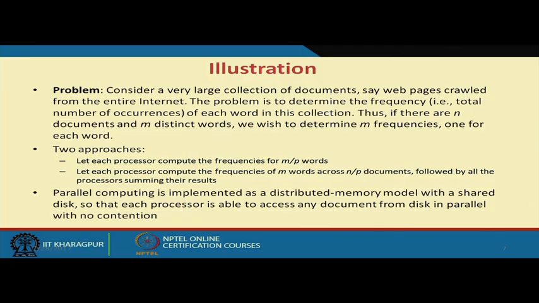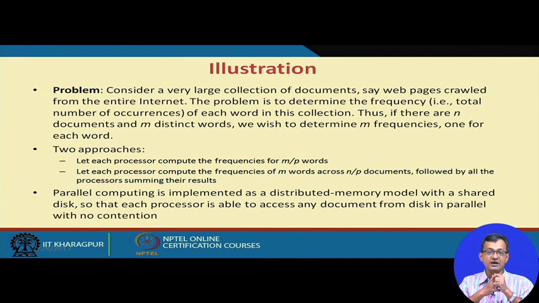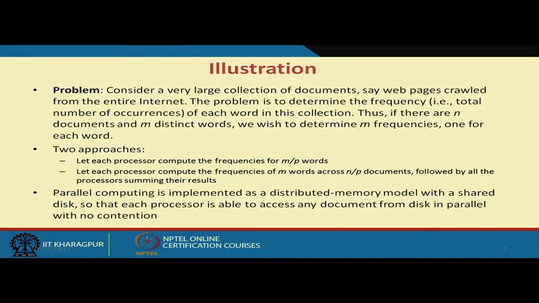count on them. The other approach is that each processor computes the frequency of all 90 words, but on n by p documents. If there are 10,000 documents and p is 10 processors, then each works on 1000 documents. So each takes 1000 documents and does the processing, and once the frequencies of these m words come out from the individual processors, I sum them up and aggregate and show the result, followed by all processors summing their results.